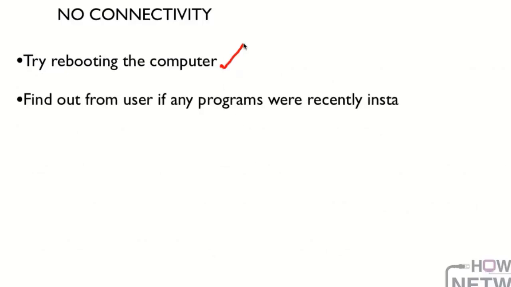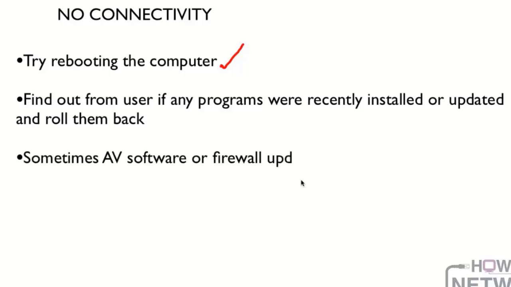You could also try to reboot the computer. This would reset everything. This is generally a pretty good step. You can find out from a user if any programs were recently installed or updated and roll them back, again using the Add/Remove Programs in XP, or the uninstall applications option in Windows 7 or Vista.